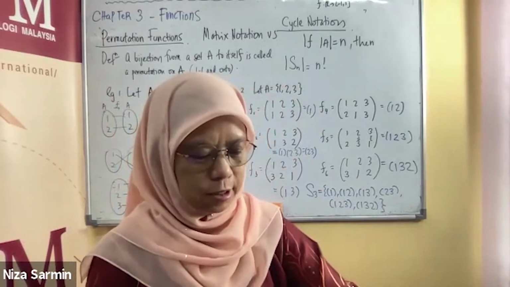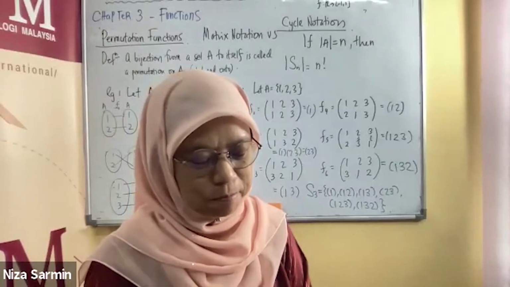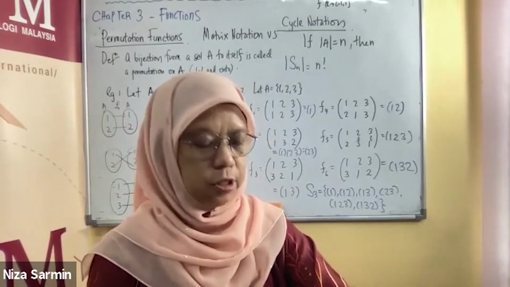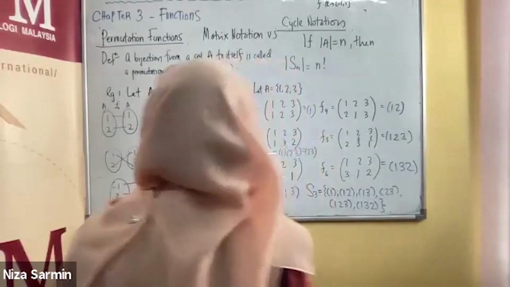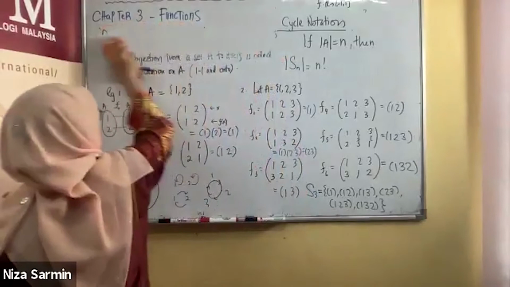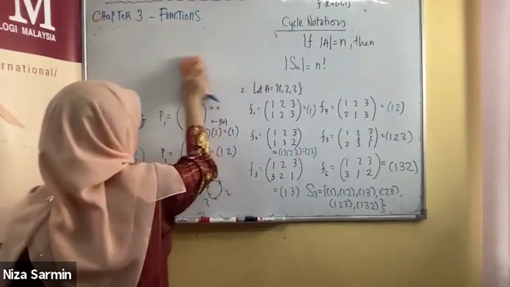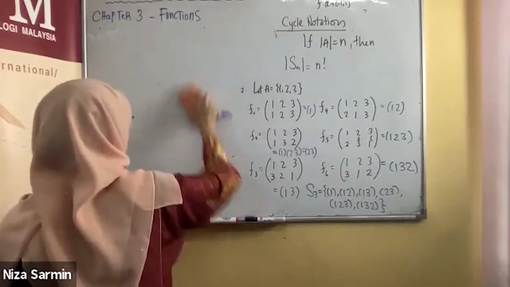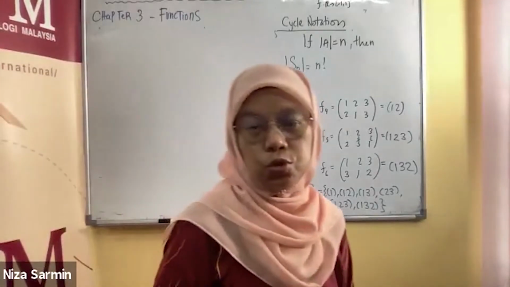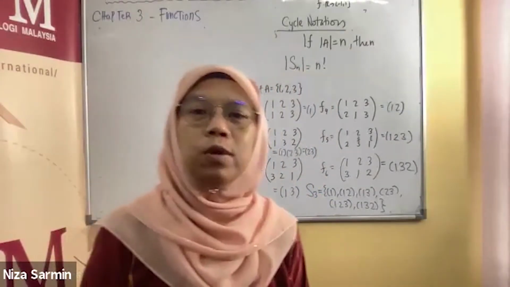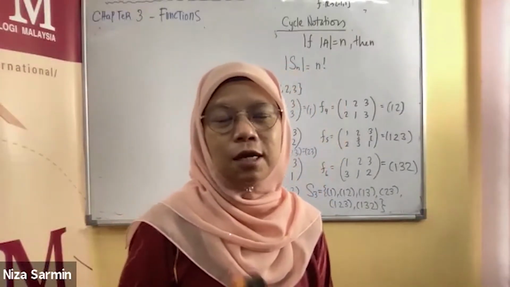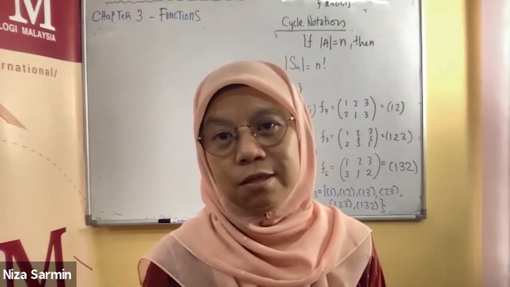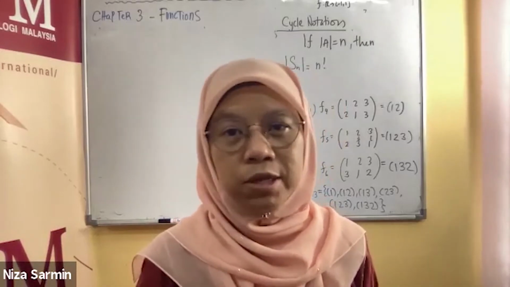The next one is how do you multiply permutation? I will show you 2 ways. One is by matrix notation, and one is by cycle notation. Cycle notation saves time to rewrite, and it's much simpler in the sense that you don't have to repeat and write the first row in the matrix all the time.